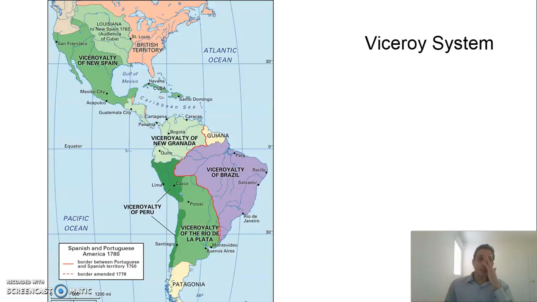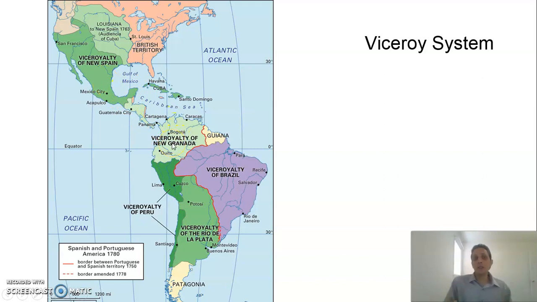So the first thing to understand is politically, how did the Spanish really administer their colonies? And they set up something called viceroyalities in the New World. Like you're looking at a map here that shows the different viceroyalities a little bit later in history, but it's a good map to kind of just lay it out for you. And essentially what this means is they divided up their colonies into these different regions called viceroyalities.